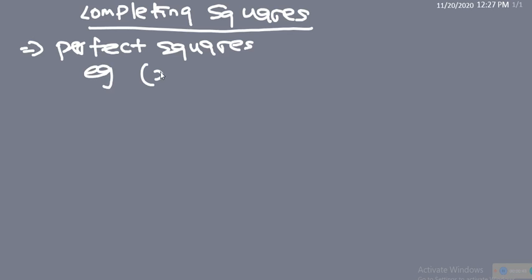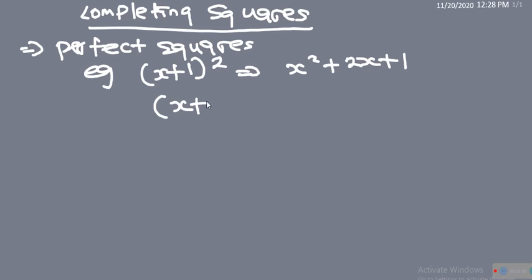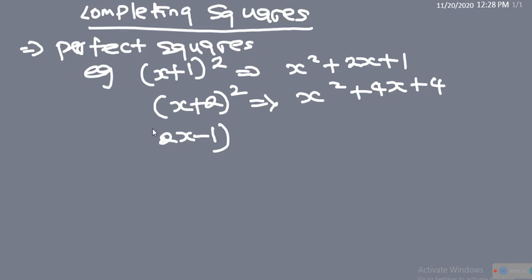e.g. if you have (x + 1)² is a perfect square, because if you expand this, we have x² + 2x + 1. (x + 2)² is also a perfect square, and the expansion is x² + 4x + 4. So (2x − 1)² is also a perfect square, and the expansion will give you 4x² − 4x + 1. So these are examples of perfect square quadratic equations.